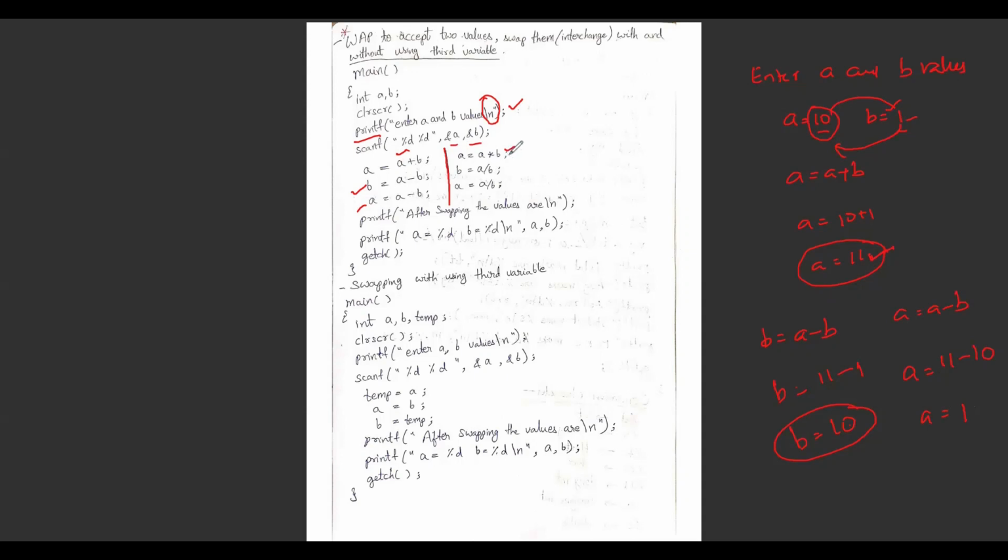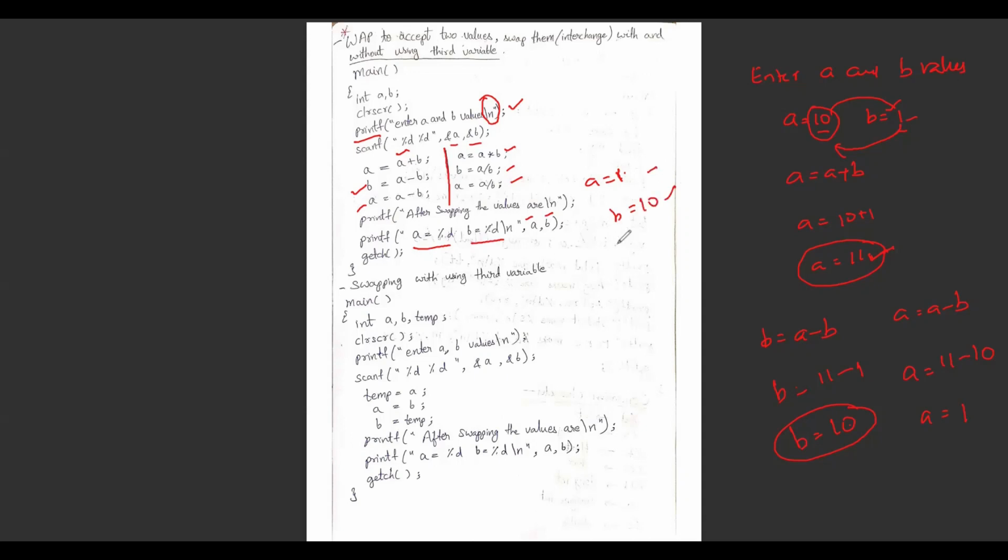Now this is also the same logic: A equals A into B. You can try it out. B equals A by B, A equals A by B. You're going to get the answer. So after swapping, the two values are A equals %d, B equals %d, A value, B value. That is A equals 1 will be printed, and B equals 10 will be printed.